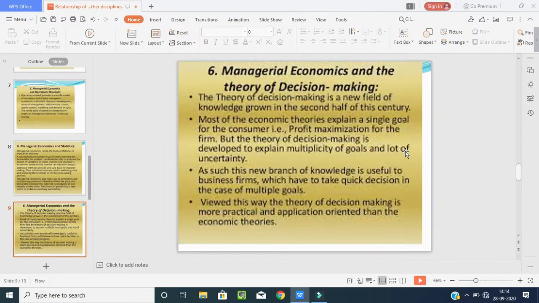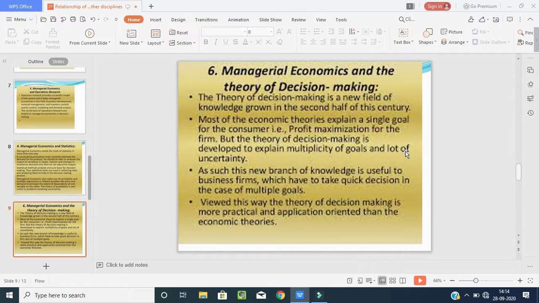Now we will go for the next term, that is managerial economics and the theory of decision making. How is managerial economics related to the theory of decision making? The theory of decision making is a new field of knowledge that grew in the second half of this century. As you know, most of the economic theories explain a single goal for the consumer, that is profit maximization for him. But the theory of decision making is developed to explain multiplicity of goals and a lot of uncertainty.